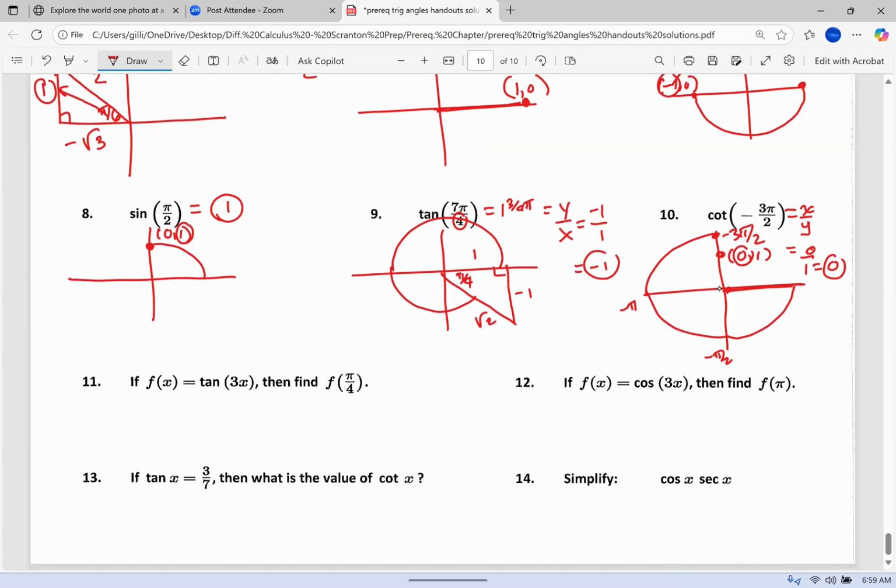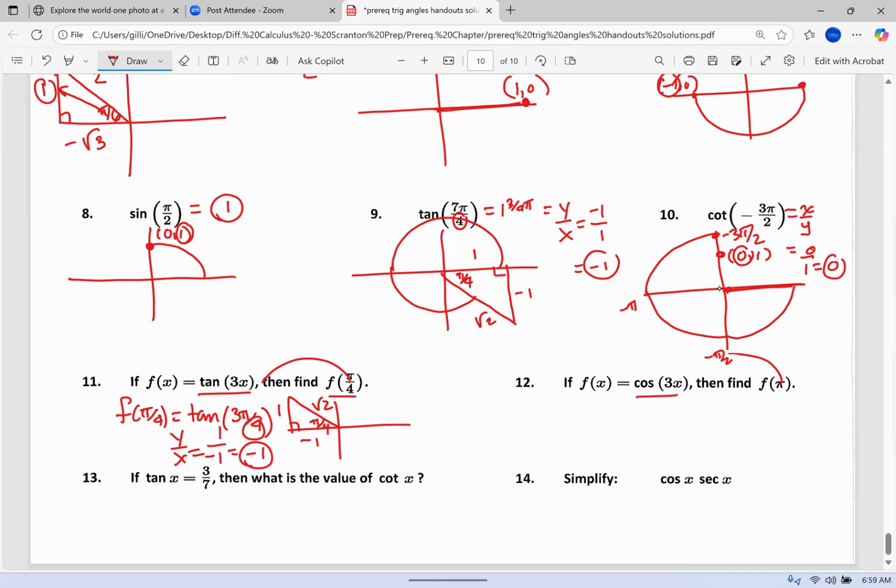In number 11, very easy. If our function is this, and we want f at pi over 4, then we're just going to replace x with pi over 4. And 3 times pi over 4 is 3 pi over 4. Well, how do we do that? We graph 3/4 pi, and that puts us here. If we're dividing by 4, it's pi over 4. 1, -1, and root 2. Tangent is the ratio of y to x. Y is 1, x is -1, and my answer is -1.